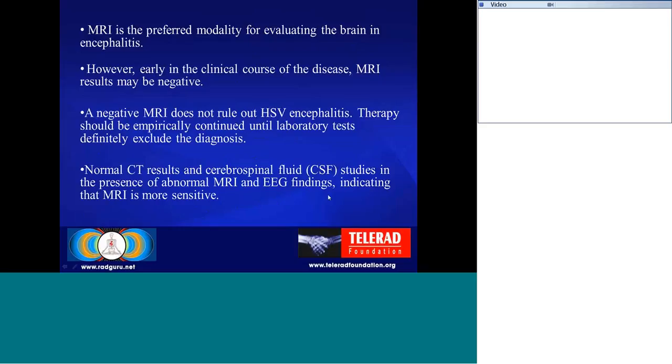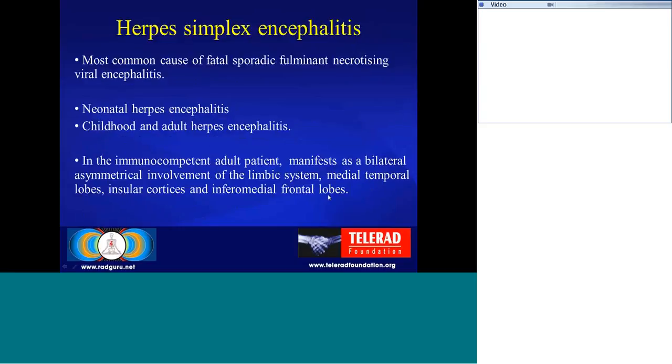that MRI is more sensitive. So the MR modality is more sensitive in the diagnosis of viral encephalitis than CT. I'll give some examples. The most common cause of viral encephalitis is herpes simplex encephalitis. This is the most common cause of fatal, sporadic, fulminant and necrotizing viral encephalitis.